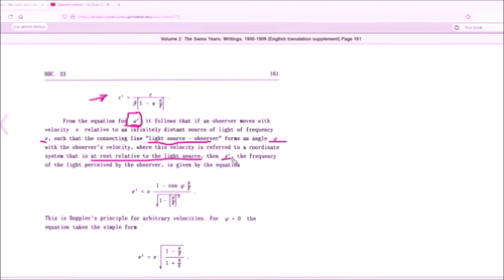then mu prime, the frequency of the light perceived by the observer, is given by the equation. The observer here is the electron that's moving at velocity v. So the electron is going to see this frequency, while the light has this frequency, and the electron is moving at this angle toward the source of the light. This is the velocity of the electron, this is the velocity of light, and that is the factor beta.